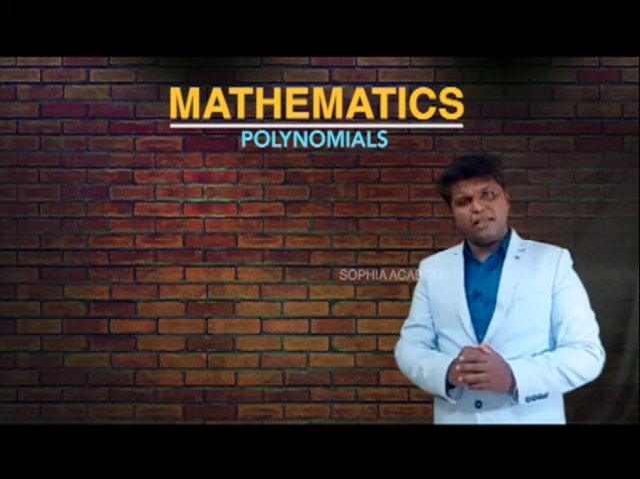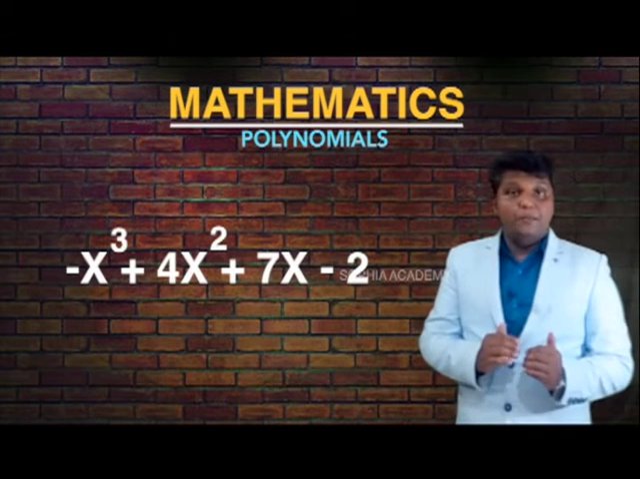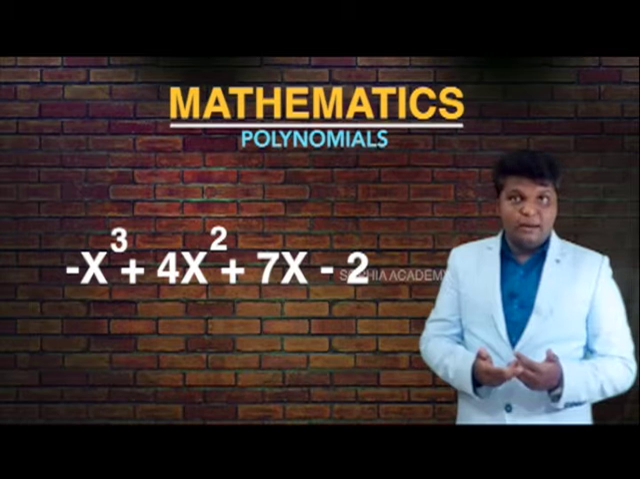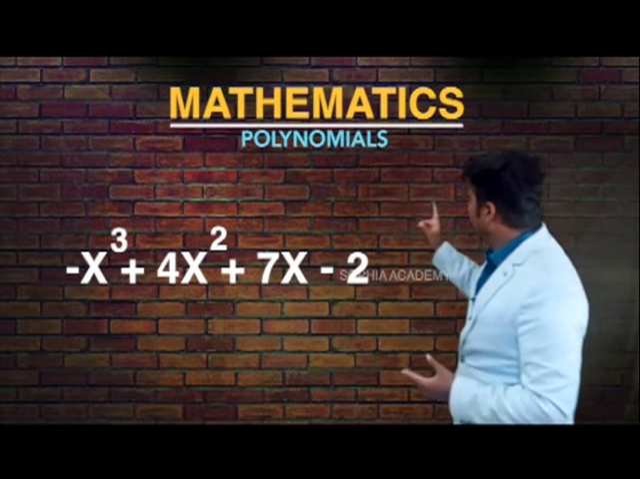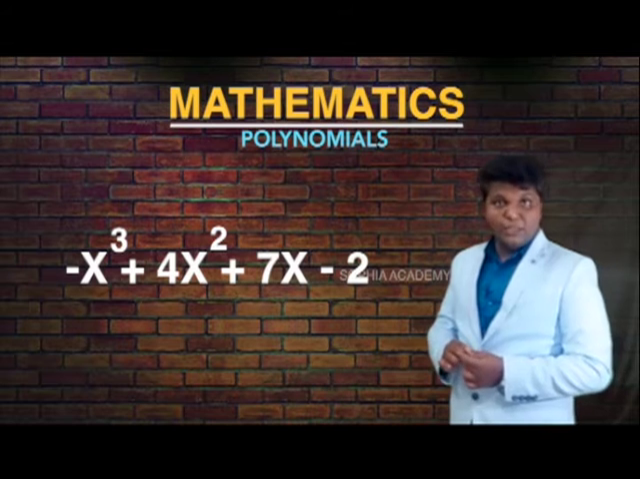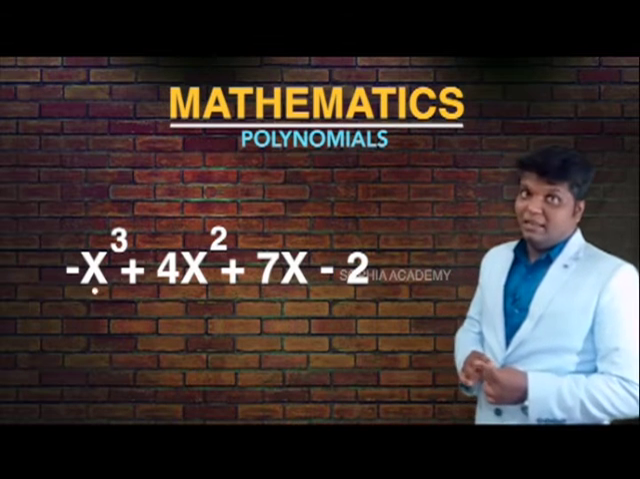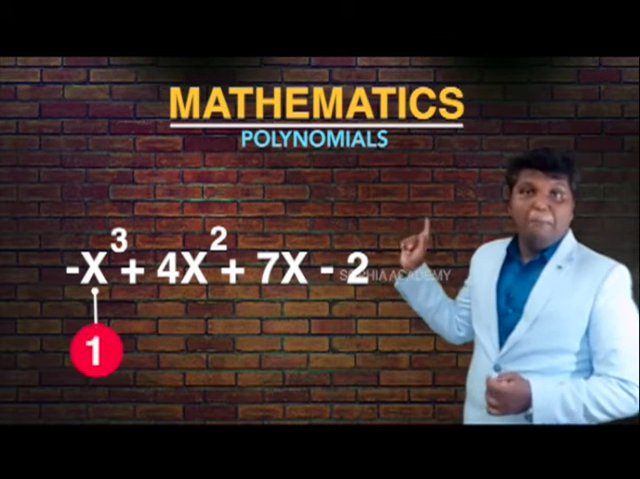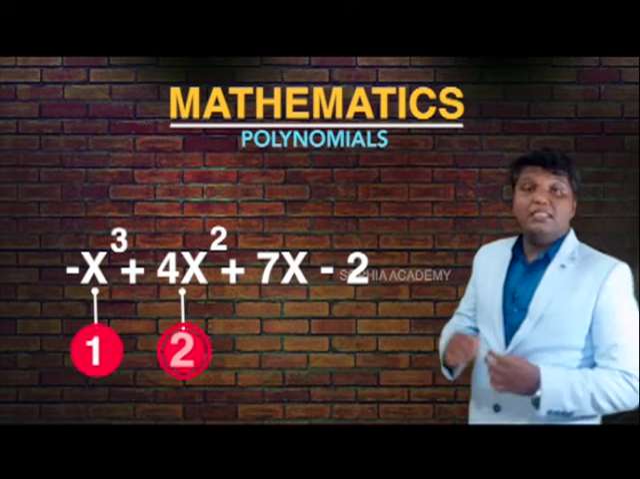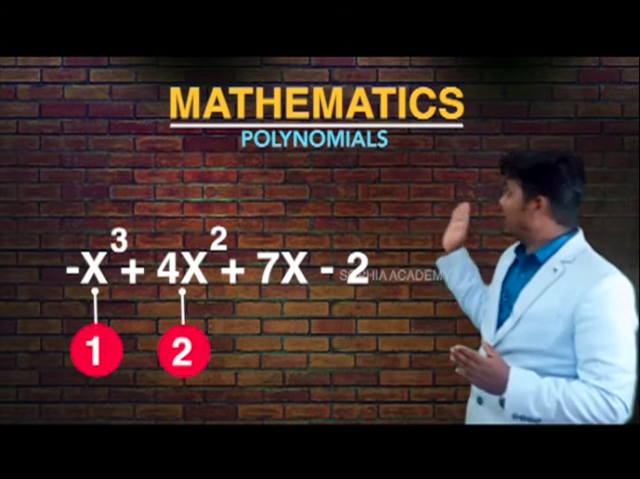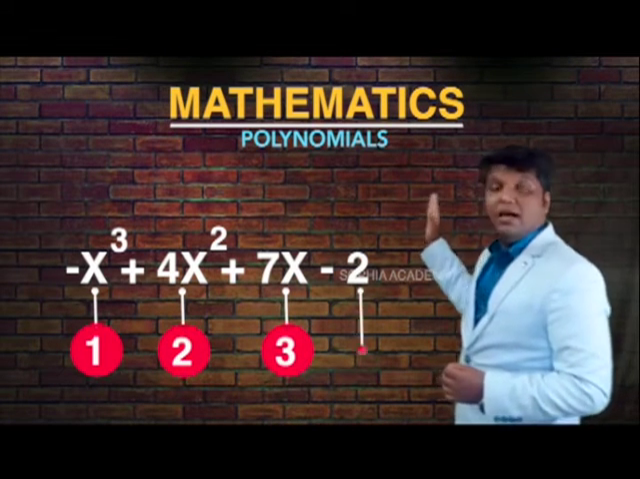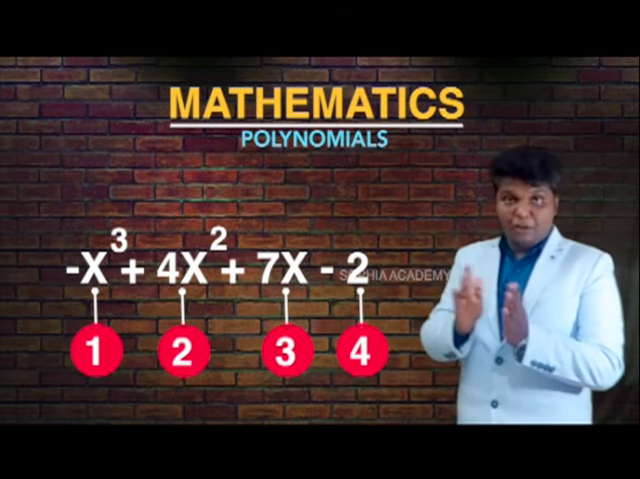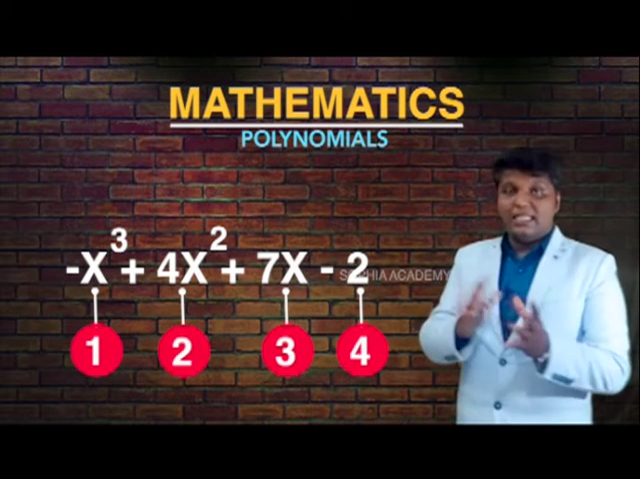Let's take one more example. Minus x cube plus 4x square plus 7x minus 2. Here you can see how many terms are there. Just count and tell me. How many? Yeah. First term is minus x cube. Second term is plus 4x square, right? Third term plus 7x, and the fourth term minus 2. In front of plus and in front of minus, we can separate the terms.